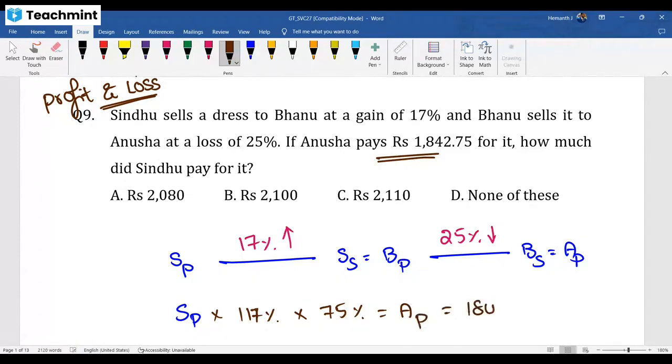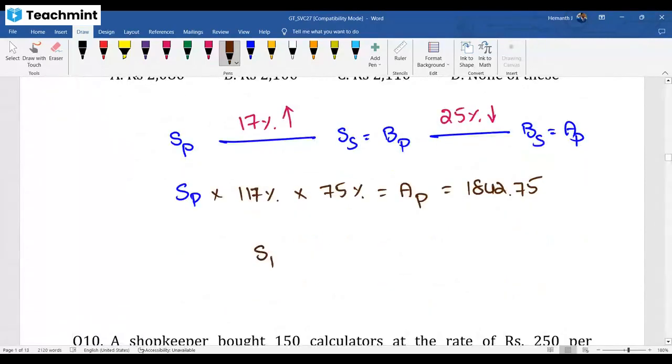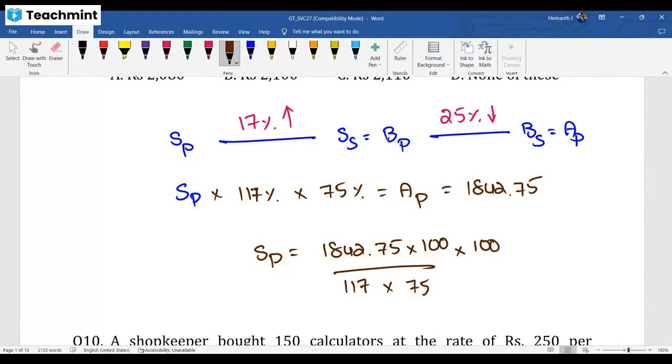The amount Anusha paid is 1842.75. Now you will get Sindhu's amount with a simple division. Sindhu's purchase price is 1842.75 divided by 117%, meaning 117 divided by 100, and 75% meaning 75 divided by 100. The 100s go to the numerator. This is 25 three times, 25 four times. As I multiplied by 100, 0.75 becomes 75 directly, into 4 also.